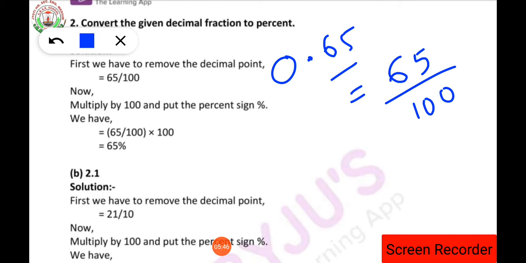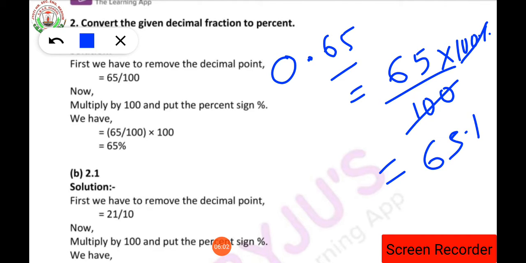Now as we know, in order to convert a fractional number into percent, what are we going to do? We are going to multiply it by 100%, isn't it? So here 100 and 100 will get cancelled. What is the number left out? It is 65%. Have you understood up to here?